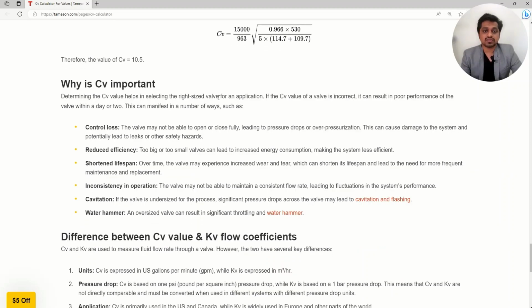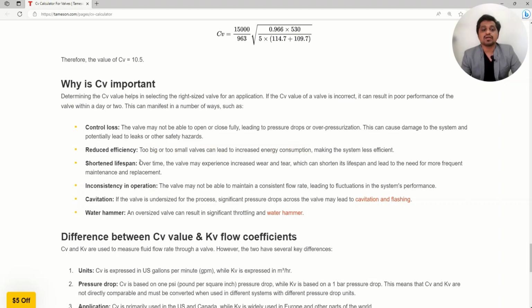So these are some of the parameters, like controllers. The valve may not be able to open or close fully, leading to pressure drops or over pressurization. If you select a wrong CV value, a wrong valve, this can happen, right? So it might not open fully or might not close fully. Then we have reduced efficiency. If the requirement is for a smaller valve and we select a bigger valve, the power consumption will be greater and it will reduce the efficiency.